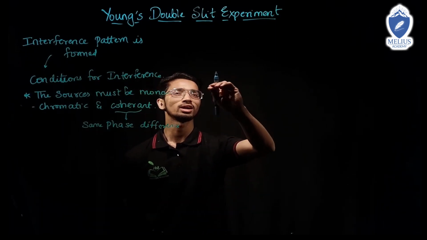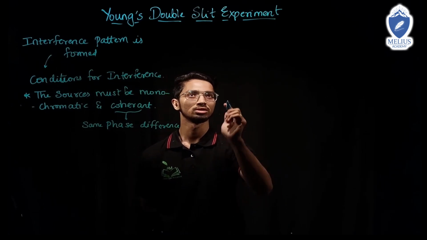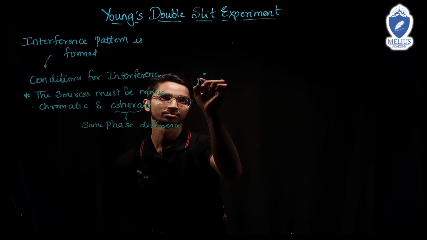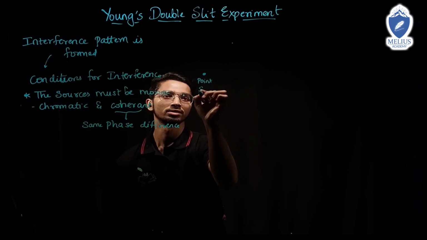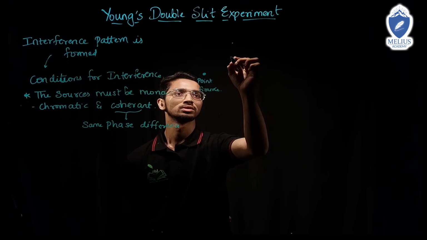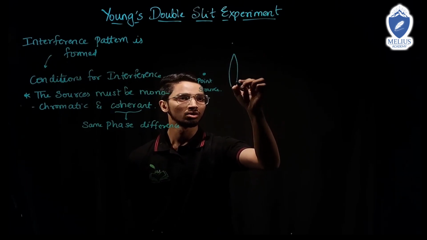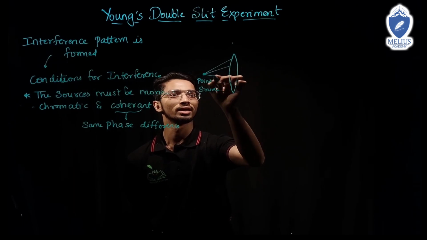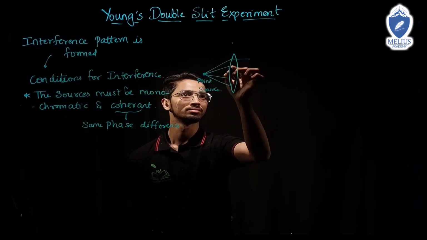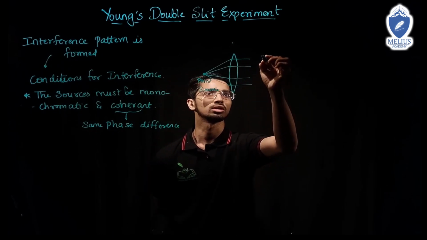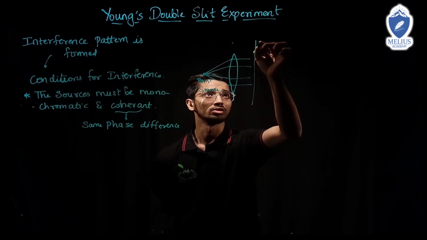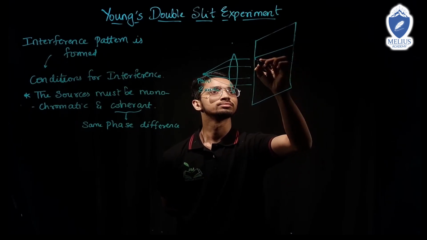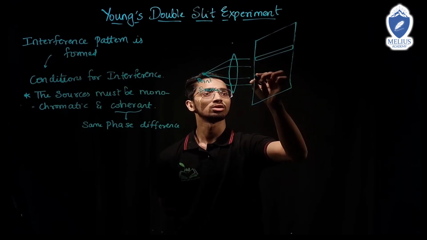So we won't take two light sources here. We'll take just one light source and split it into two or more. Let us assume there is a point source here. I'll keep a convex lens here. Light from the point source gets diverged from it. Now there are two slits here, and note that the slits are not holes.